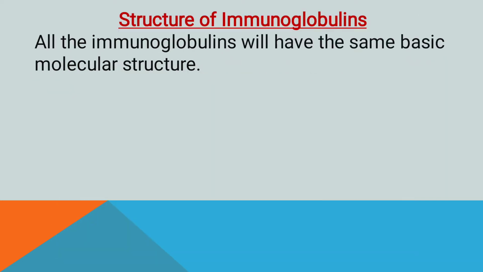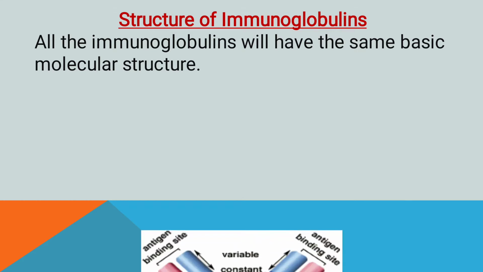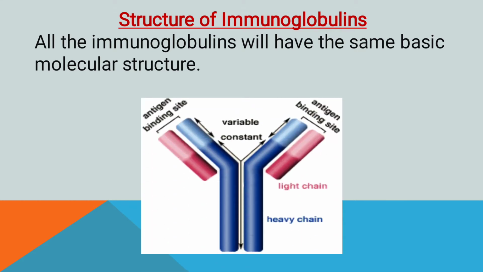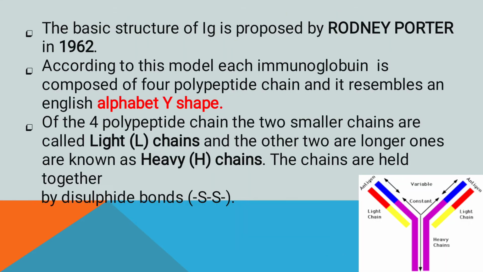Coming to the structure of immunoglobulins. All immunoglobulins have the same basic molecular structure, which resembles the alphabet Y, and it has 4 polypeptide chains, that is 2 light chains and 2 heavy chains, as you can see in the figure. It also has a Fab fragment, Fc fragment, and Fd region, which we are going to discuss in the further slides.